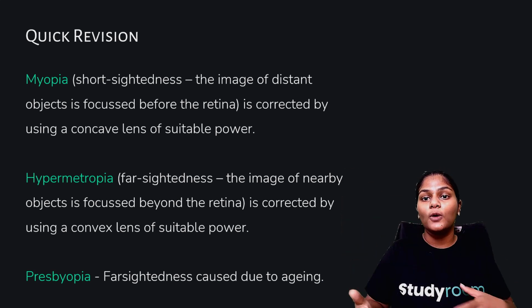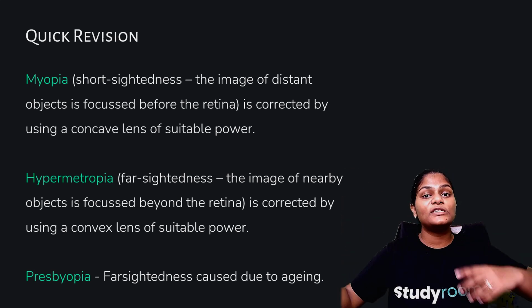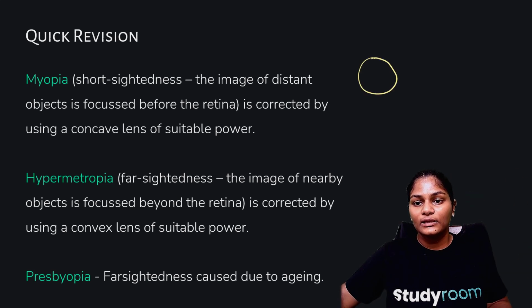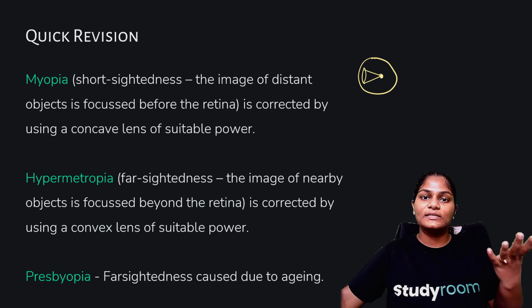So you can't see objects that are closer, you can't see objects that are far away from you. So what happens in that case? The image is formed somewhere here. Again, you can remember it by remembering near the eye lens is the image formed.